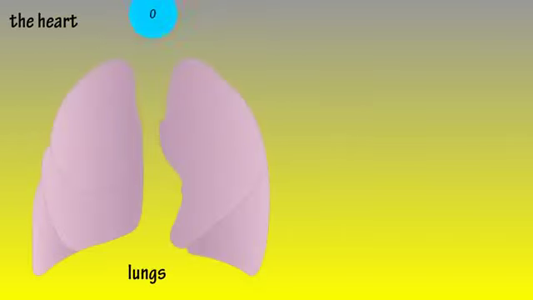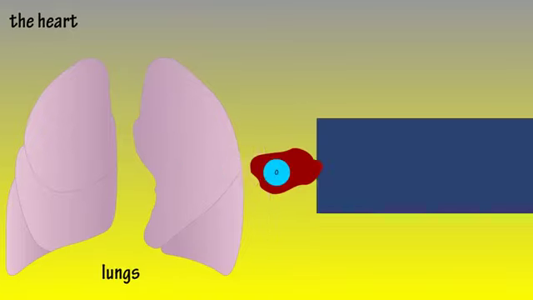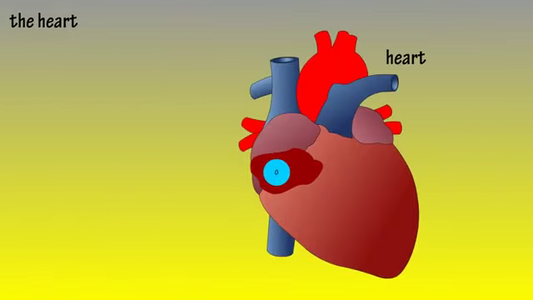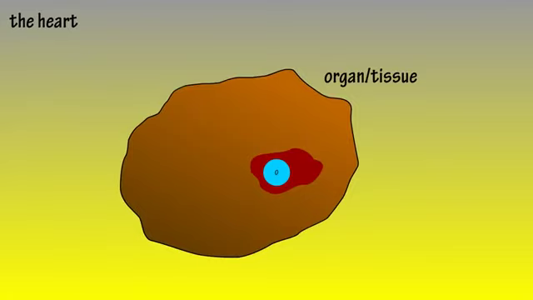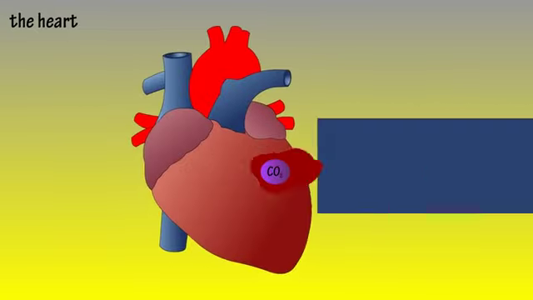So we'll start at the lungs, where blood picks up oxygen. It then flows to the heart, where it gets pumped throughout the body to different organs and tissues. At the organs and tissues, blood drops off oxygen and picks up carbon dioxide. The blood then flows back to the heart, where it's pumped to the lungs.